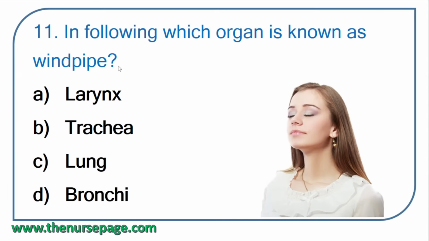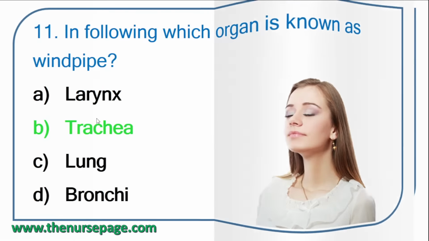Next question. Of the following, which organ is known as windpipe? Options: larynx, trachea, lung, bronchi. I think this is also an easy question. Correct answer is trachea. This question is asked in many exams, so it is a repeated question. Don't make a mistake here. Trachea is known as windpipe.